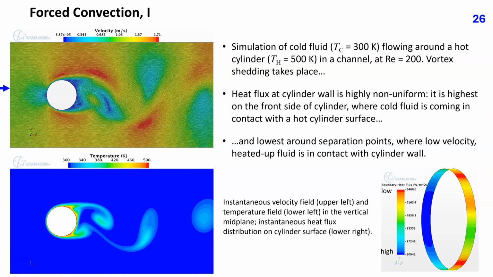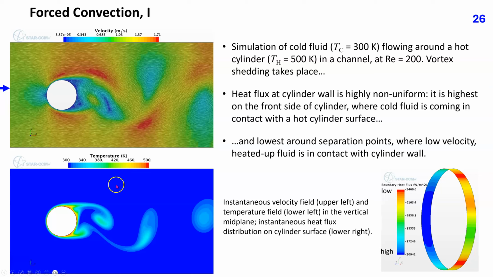Here is an example of a laminar forced convection flow of a cold fluid at the temperature Tc equals 300 Kelvin around a hot cylinder at the temperature of Th equals 500 Kelvin in a channel at Reynolds number equal 200. Vortex shedding behind the cylinder takes place, as is visible from these plots of instantaneous velocity field and instantaneous temperature.